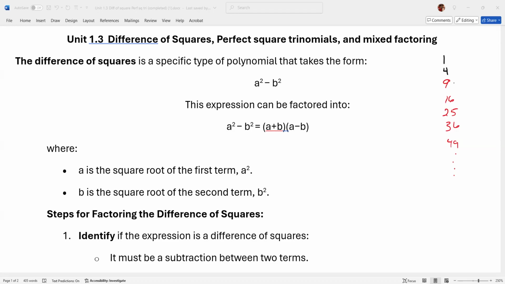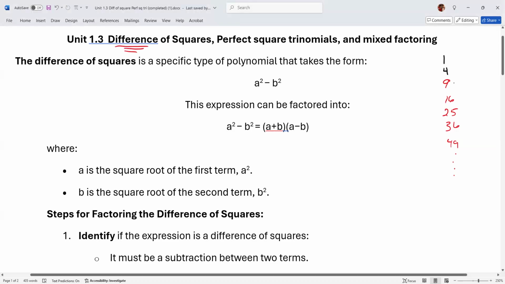Okay, important thing to understand, the word difference mathematically means, in this particular instance, subtraction. So this is going to be when you have two terms. So not a trinomial, not four terms, but two terms. Here's term one, here's term two. You have two terms, and between the terms, it has to be subtraction. If it's addition, then this difference of squares does not work.